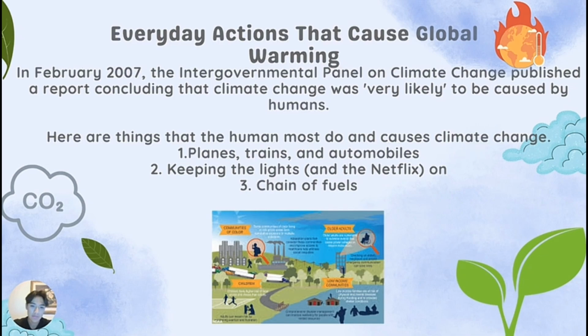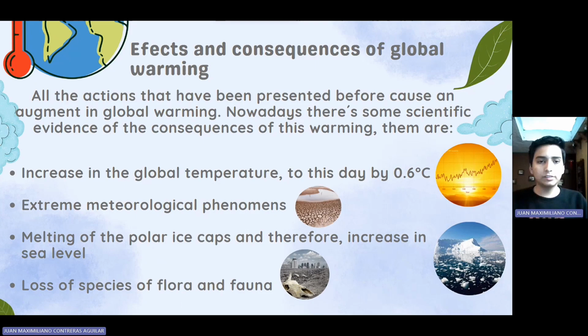Another is keeping the lights and the Netflix on. Fossil fuels power our homes, keeping the lights on and our rooms warm. This was the second most popular reason for energy consumption after transport. And another, the last one, is the chain of wealth. This is especially intensified with the advent of blockchain technology. Bitcoin, the most popular cryptocurrency, traded via blockchain, consumes more energy in a year than the country of Finland. And that's all. Thanks.